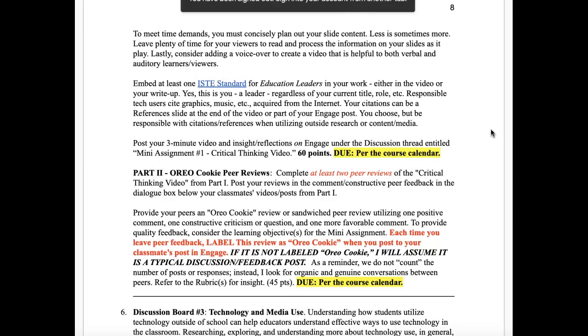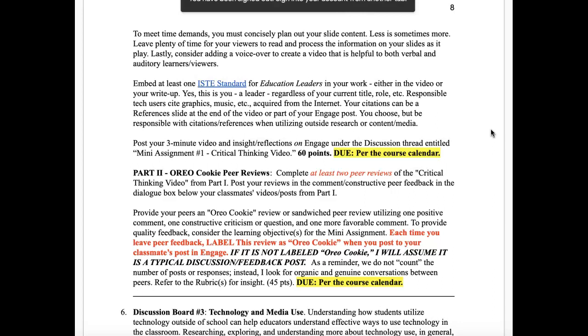Post your reviews in the comment box, giving constructive peer feedback below your classmates' videos from Part 1. Provide your peers an Oreo cookie review, or sandwiched peer review, utilizing 1 positive comment, 1 constructive criticism or question, and 1 more favorable comment. To provide quality feedback, consider the learning objective from the mini assignment.